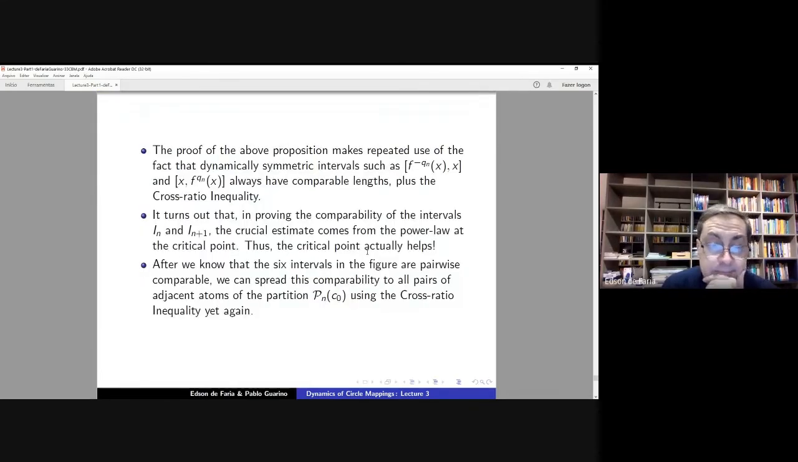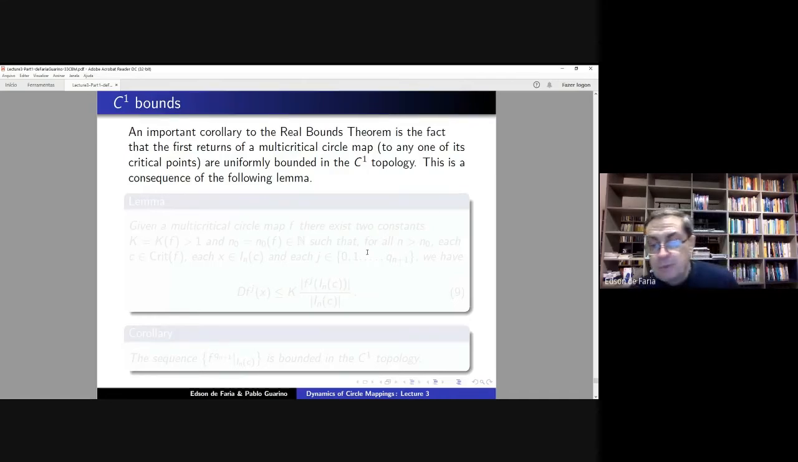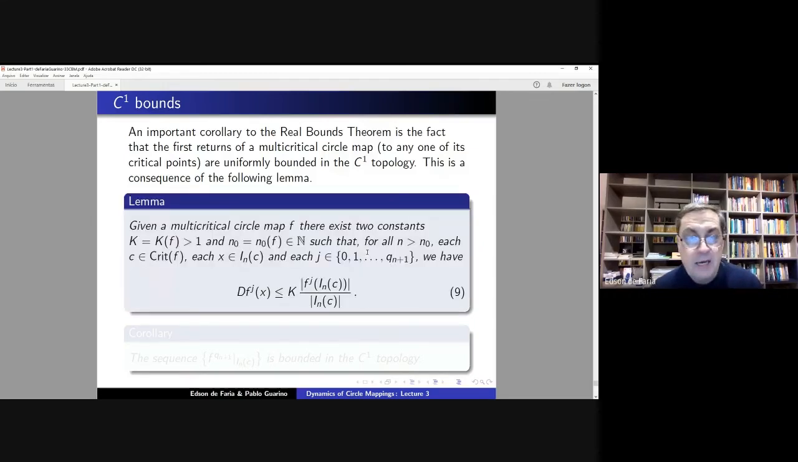All right, so finally, an important corollary to the real bounds theorem, the first corollary. There are going to be other consequences that I'm going to discuss in the second part of the lecture, but in this final slide of the lecture, I just want to point out that you have C1 bounds. So what does that mean? That means that the first return maps to the critical points are bounded in the C1 topology.